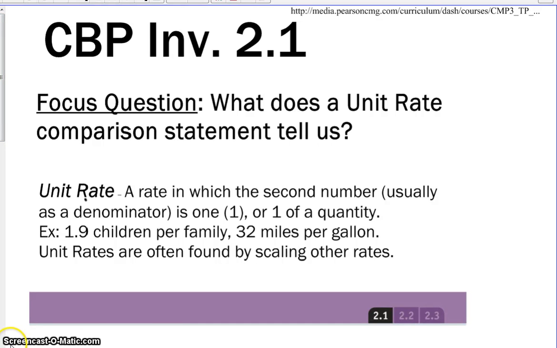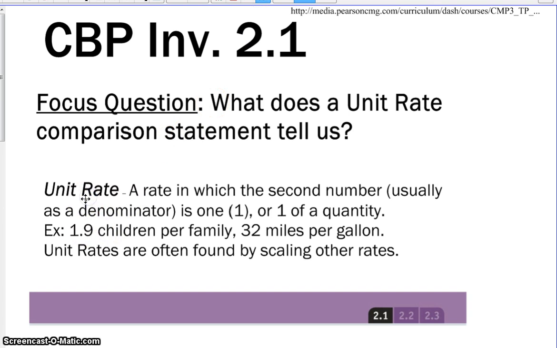All right, today we are going to talk about unit rates and what a unit rate will tell us. So first thing we're going to look at is the actual term for unit rate. A unit rate stands for a rate in which the second number, usually as a denominator, is 1 or 1 of a quantity. For example, 1.9 children per family, 32 miles per gallon.